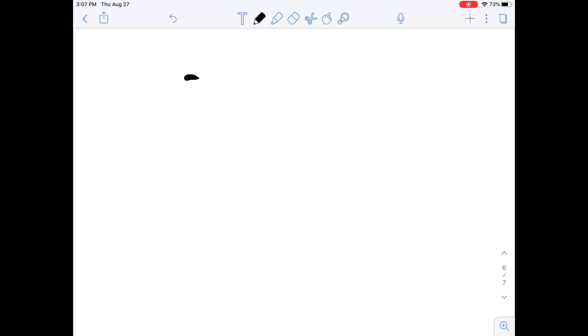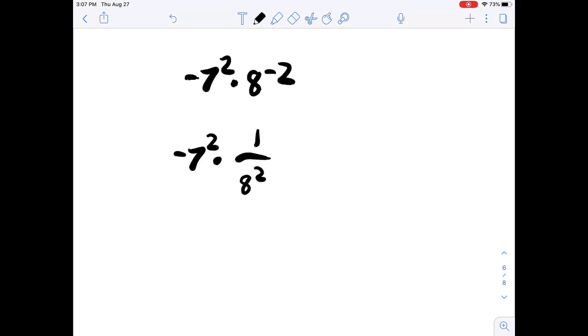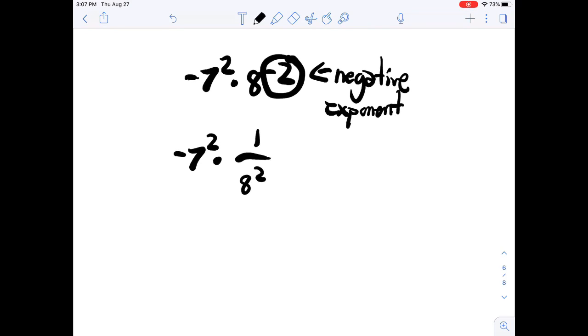Now let's solve a few problems. So let's say we have negative 7 to the power of 2 times 8 to the power of negative 2. So we have negative 7 to the power of 2 multiplied by 1 over 8 to the power of 2, because you have to remember that this negative 2 here is a negative exponent, and so it needs to go in the denominator of the fraction. And from here, we can see that the negative 7 to the power of 2 multiplies the numerator 1. So we can write it as negative 7 to the power of 2 over 8 to the power of 2.